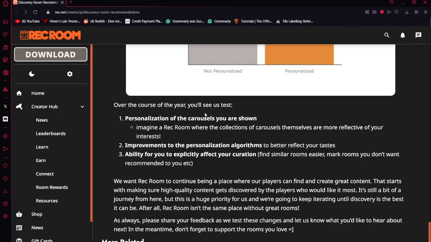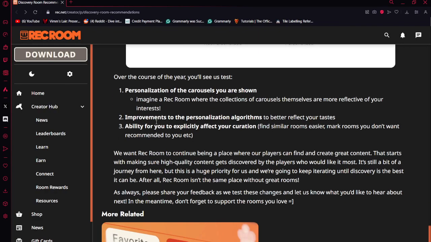Over the course of the year, you'll see us test personalization of the carousels you are shown. Imagine a Rec Room where the collections of carousels themselves are more reflective of your interests. That's good. Improvements to the personalization algorithms to better reflect your taste. That's great too. Ability for you to explicitly affect your curation. Find similar rooms easier. Mark rooms you don't want recommended to you. That's also a good thing. The mark rooms that you don't want.